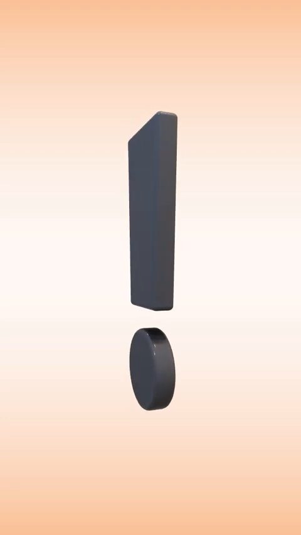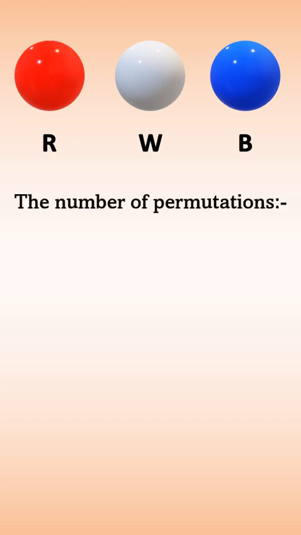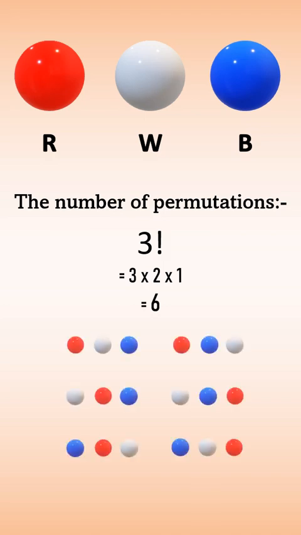In general, the number of permutations of a set of objects can be calculated using the factorial function. In this example, since we have three distinct balls, we calculate the number of permutations as 3 factorial, which is equal to 3 multiplied by 2 multiplied by 1, which is equal to 6. Therefore, there are 6 different permutations when arranging the three colored balls R, W, B in a row.